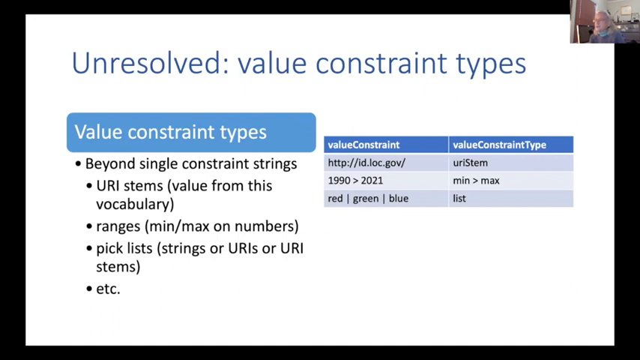So here's our dilemma. Our dilemma is that in order to have interesting value constraints, like this is a URI stem, or this is a number with a minimum and a maximum, or this is a pick list, just putting those values into the value constraint column would not be clear. And so we need to be able to say what kind of constraint it is.